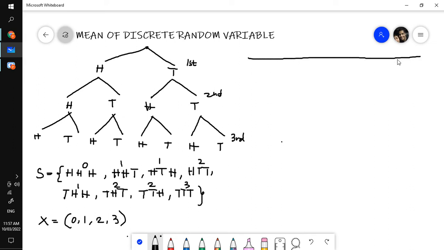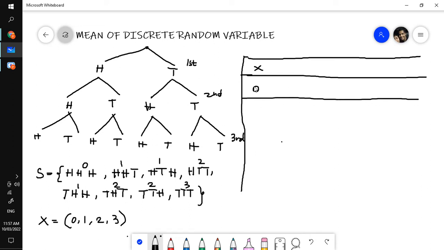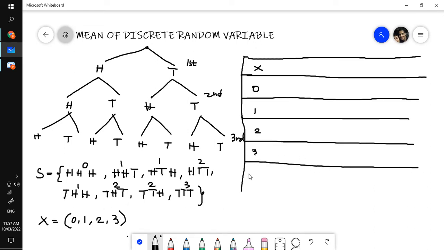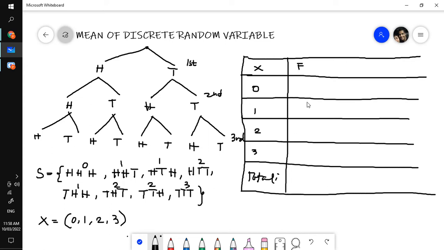Now let's construct a table for our frequency and probabilities. All right. So let's complete our table first. This is 0, this is 1, this is 2, and this is 3. So we'll put space in here for the total. On the second column, we will be listing down our frequency or the number of occurrences.